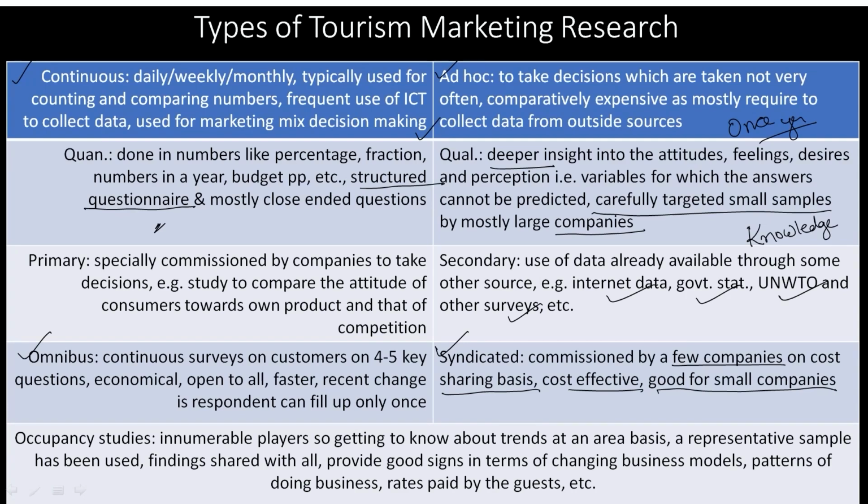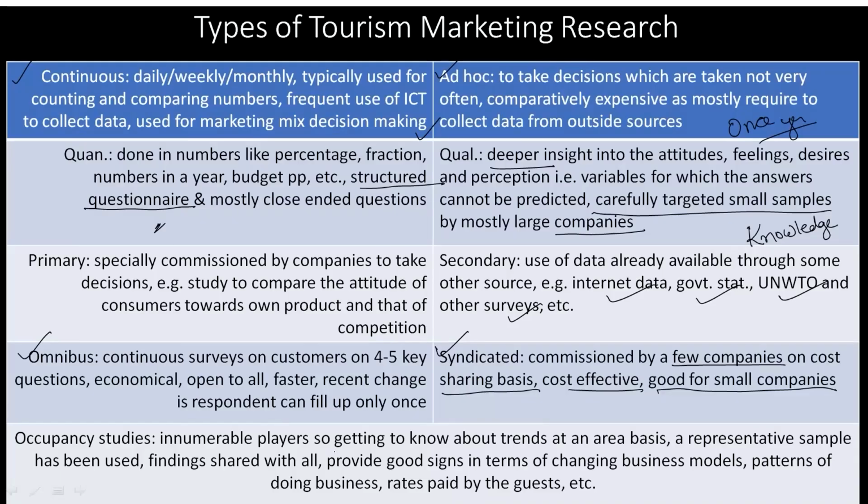The last type of research is occupancy studies. In the case of syndicated research and occupancy studies, there is not much difference. The only difference is that syndicated research can be done by travel agencies and tour operators also, while occupancy studies are done only by occupancy service providers, that is, accommodation providers. Innumerable players are there, so to get to know the trends in any area is difficult. So a representative sample is selected, and the findings are then shared with all.